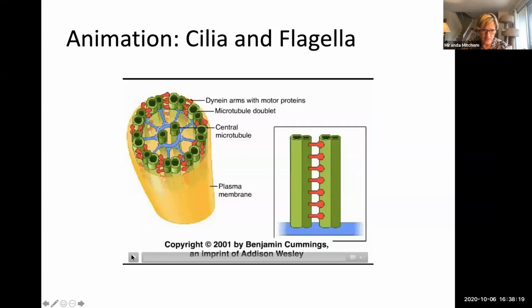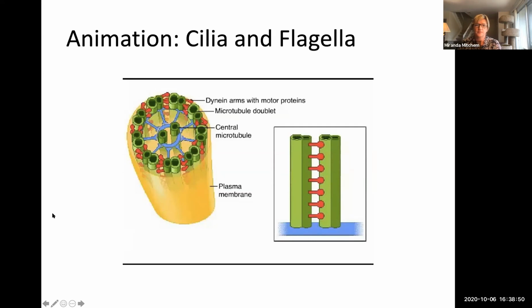Let me go ahead and play this short animation that shows you how cilia and flagella move. Again, they are attached to an energy source, because movement costs energy. But they have a shared structure. It looks like a wagon wheel. It's called the 9x2 because there are 9 doublets around and then 2 inside. But both cilia and flagella have this shared structure.